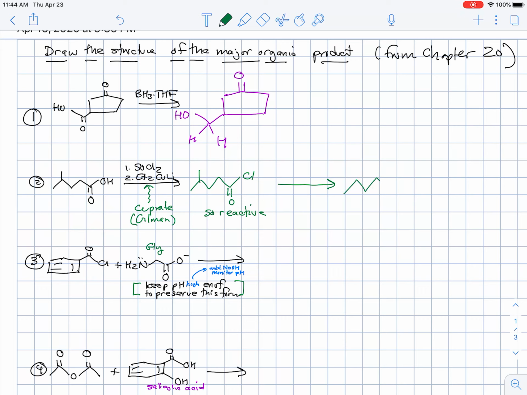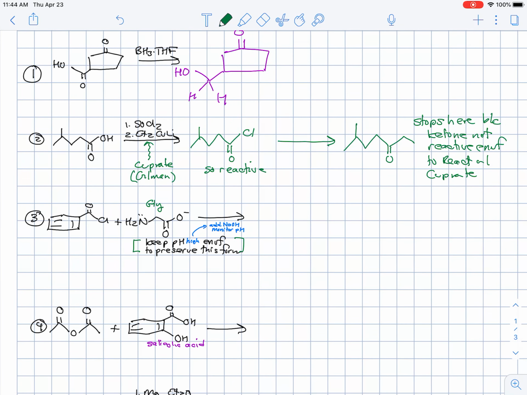So here what we're going to get is the compound where we've added an ethyl group to the carbonyl, and it stops here because the ketone is not reactive enough to react with the cuprate. And this is different than what we saw with a Grignard, where the ketone would definitely react with the Grignard. So this is a handy way of stopping at the ketone.